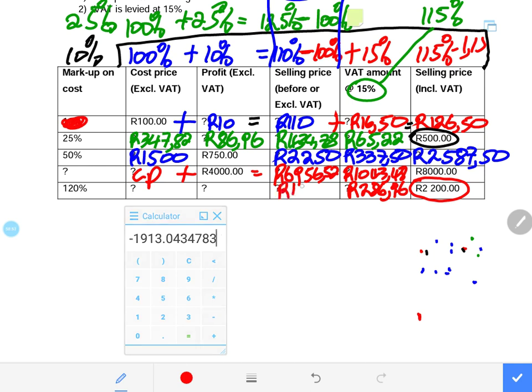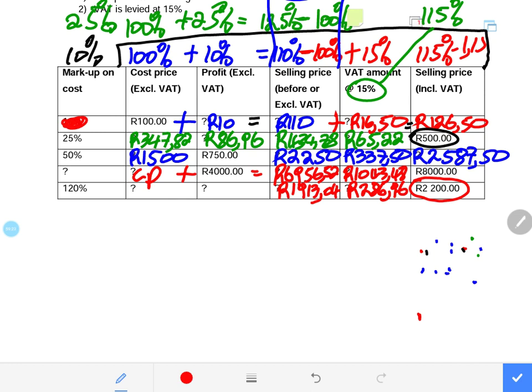Then we said 220%, which is 220 divided by 100, will give us 2.2. Just verify that. 220 divided by 100 will give us 2.2. So now we can jump from here to here. Let us see if we can get to that 100% of the cost price before VAT was added. This is 1,913.04 divided by 2.2. That will give us 869 rand 56 cents.